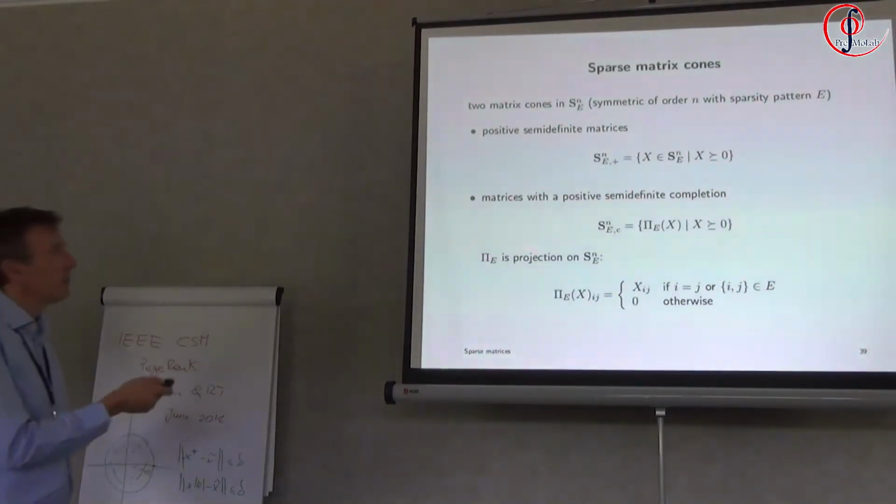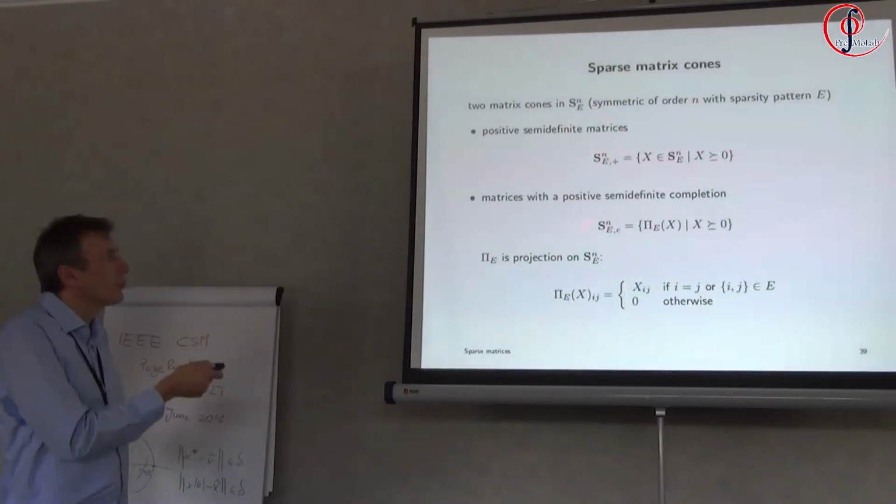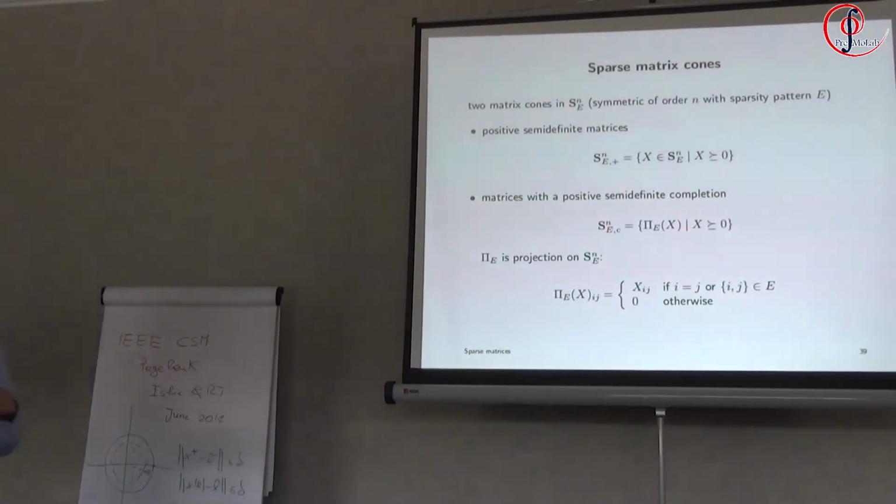So for any sparsity pattern, chordal or not, you can define two convex matrix cones. The first one is the cone of positive semidefinite matrices with that pattern. So we'll use this notation, S^n with the subscript E to denote the sparsity pattern, and then a plus for the positive semidefinite cone. So for example, if it's a banded pattern, a tridiagonal pattern for example, this is the cone of tridiagonal positive semidefinite matrices.